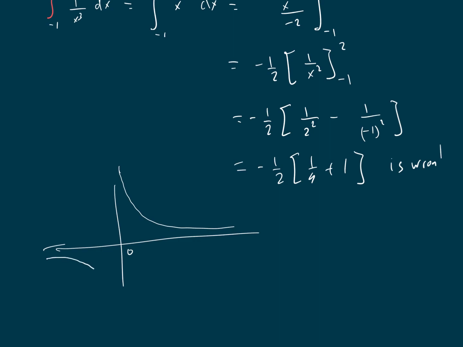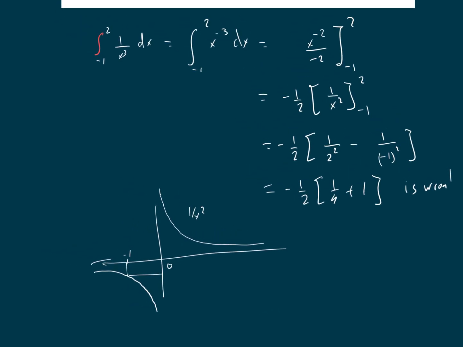It's negative here. When x is minus 1, 1 divided by x cubed is minus 1. So this is the function 1 divided by x cubed, and it's not defined at 0. If I want to find the integral from minus 1 to 2, you cannot do what I have done. You need to do it slowly. You need to understand that here there is a discontinuity at 0.